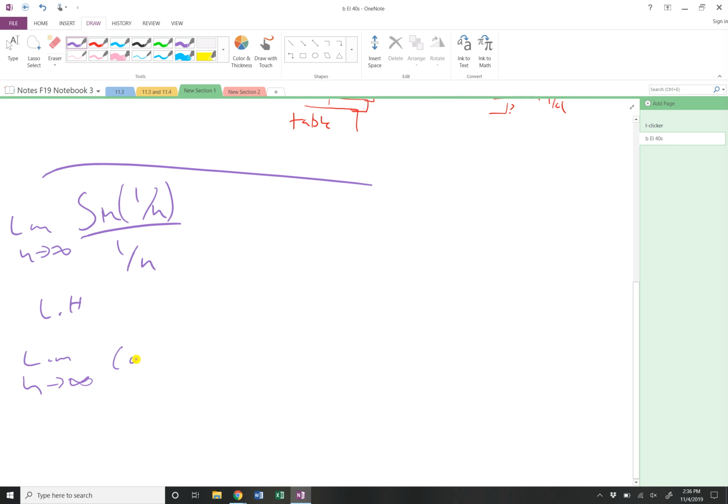Derivative of sine, cosine, derivative of 1 over n. I'm lazy, I'm just going to write it as 1 over the derivative of 1 over n. And in the denominator, it's the derivative of 1 over n. But this isn't bad, because I don't have to take those derivatives, they'll just divide out with whatever they are. So I end up with cosine of 1 over n. And as n goes to infinity, what does that equal? It's cosine of 0, which is 1.